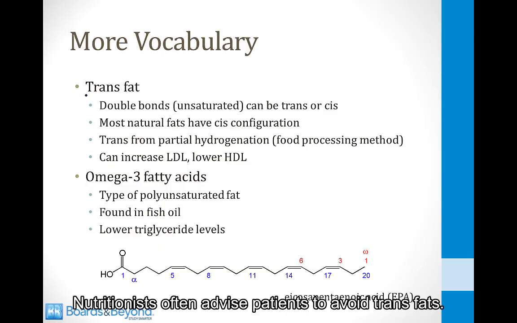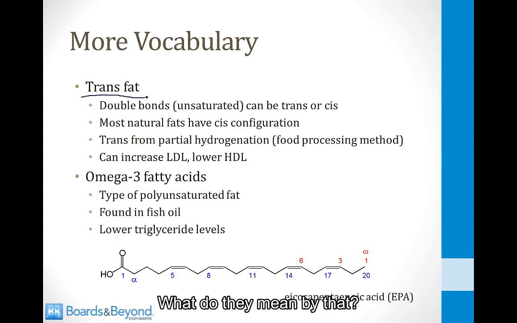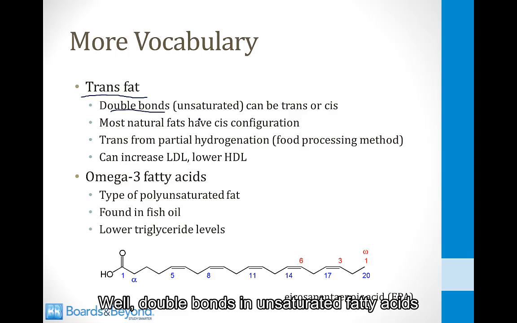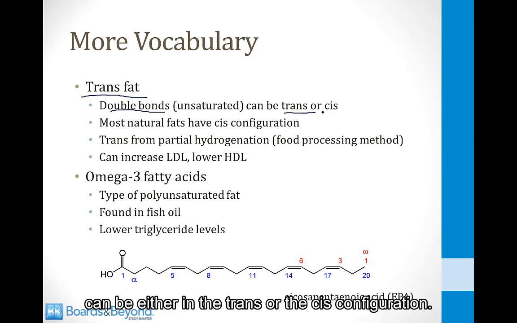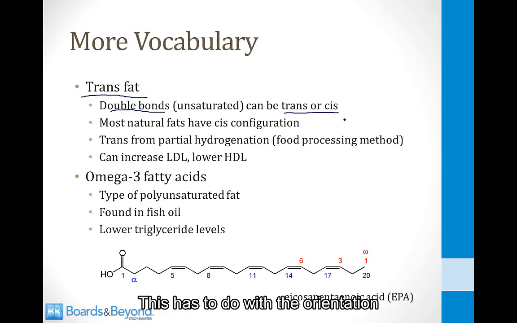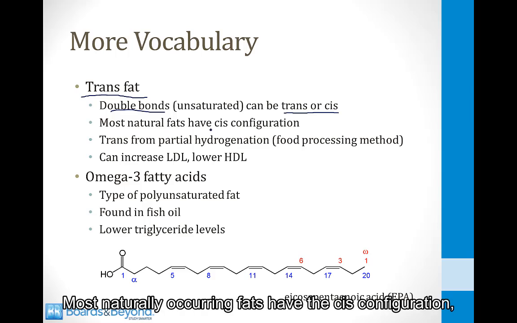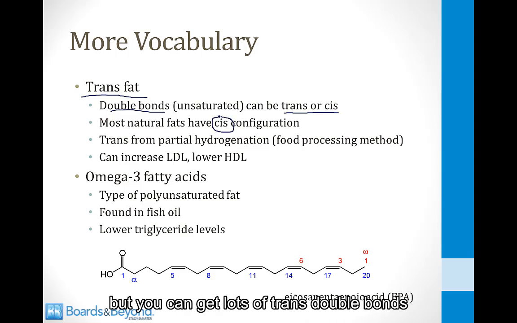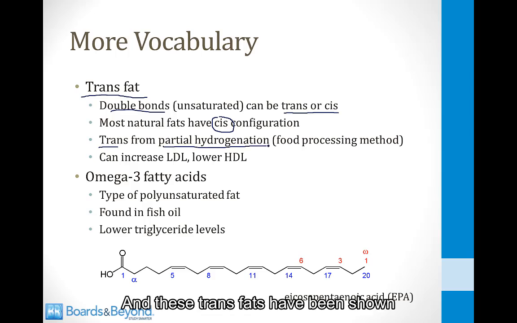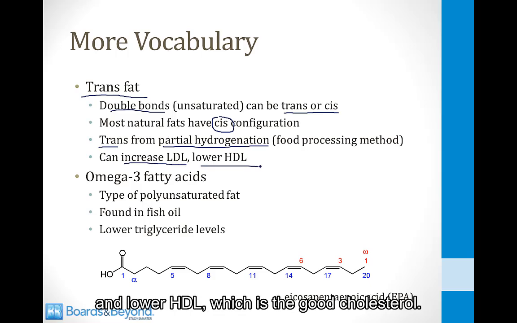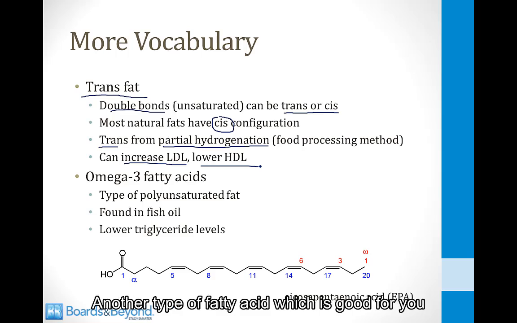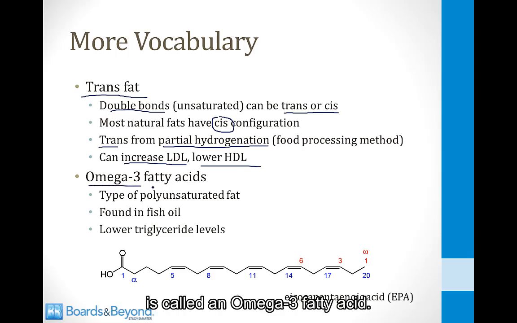Nutritionists often advise patients to avoid trans fats. So what do they mean by that? Well, double bonds in unsaturated fatty acids can be either in the trans or the cis configuration. This has to do with the orientation of the double bond in 3-dimensional space. Most naturally occurring fats have the cis configuration, but you can get lots of trans double bonds when you use a food processing method called partial hydrogenation. And these trans fats have been shown to increase LDL, which is the bad cholesterol, and lower HDL, which is the good cholesterol.